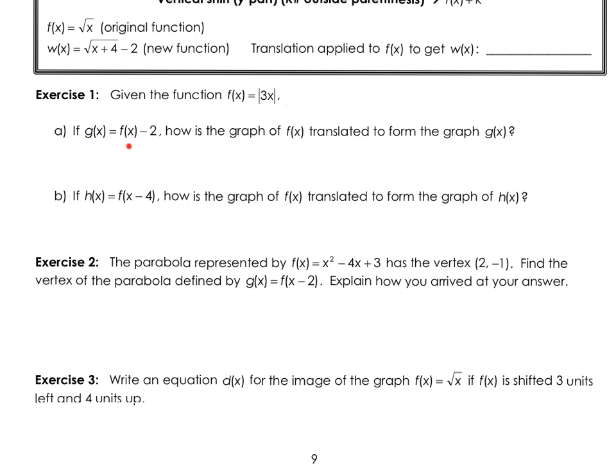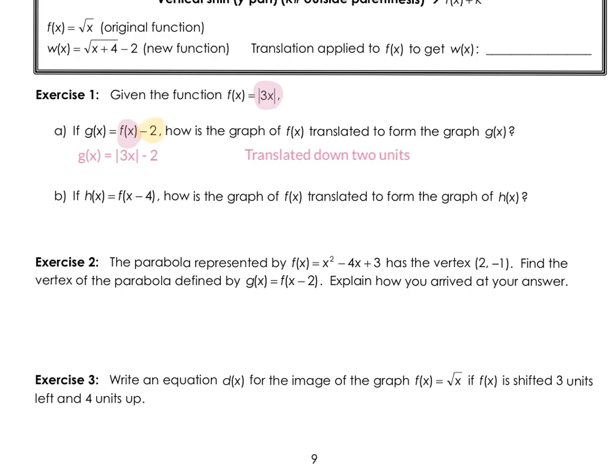If g of x equals f of x minus 2, how is the graph of f of x translated to form the graph of g of x? Well, if we look at this, what's it going to do? In place of the f of x, we're going to put what f of x equals. So it's still a lot of this substitution idea. So I'm going to replace f of x with this absolute value of 3x. So what it would look like is g of x equals the absolute value of 3x and then minus 2. So what happened to this? We look, it's an outside number that's changing, so it's translated down 2. So that's what that tells us, because that minus 2 was an outside number here.